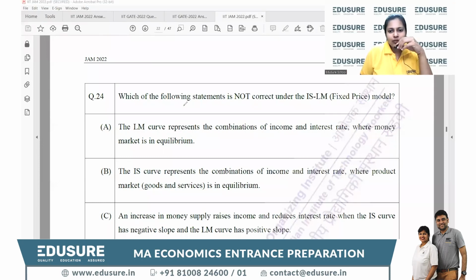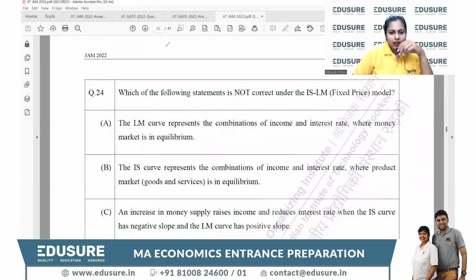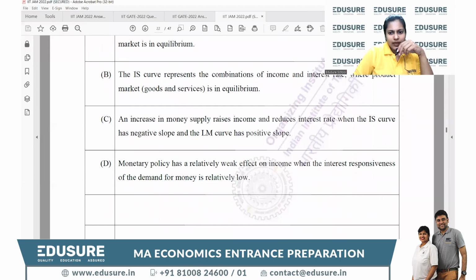24. Which of the following statements is not correct under the IS-LM fixed price model? The LM curve represents combination of income and interest where money market is in equilibrium. This is correct. The IS curve represents combination of income and interest rate where product market is in equilibrium. This is also correct. An increase in money supply raises income and reduces interest rate when the IS curve has a negative slope and the LM curve has a positive slope. So this is also correct. So that means this is incorrect. So the answer should be D.